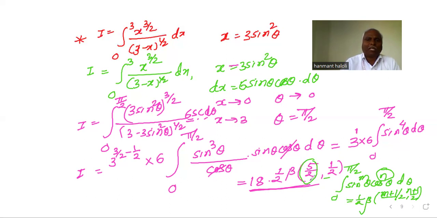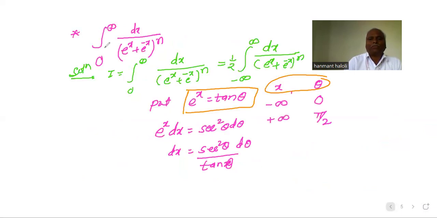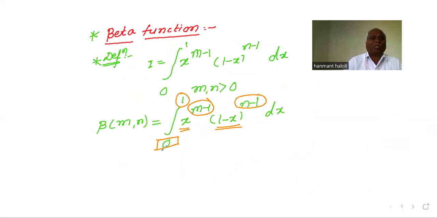This is our beta m n. Like that you can solve any type of example by using the standard substitution and the properties of the beta function and gamma function. We need to learn all these properties. I'll go from slide 1 to the last slide. Now this is your beta function formula: beta m n equals integral 0 to 1 of x raised to m minus 1 into 1 minus x raised to n minus 1 dx. This is the main property you have to learn.